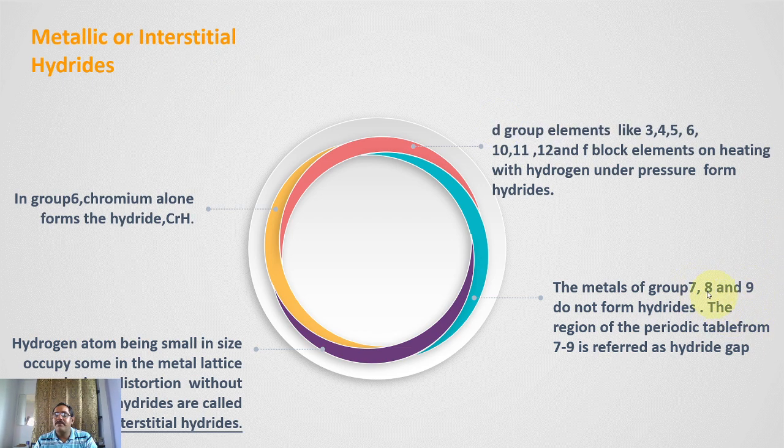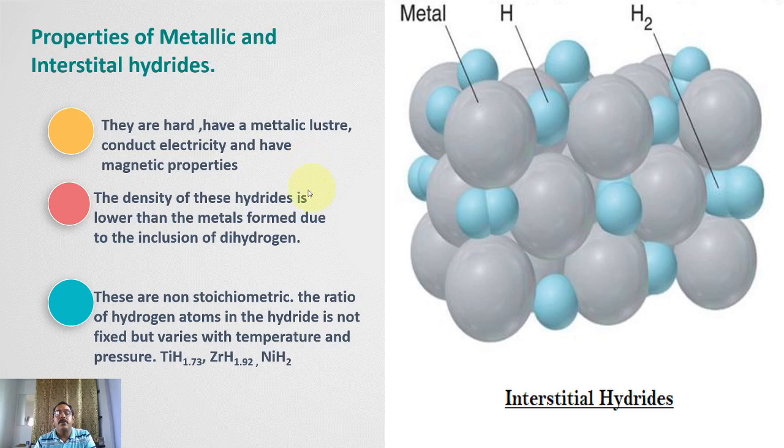And the last, we see that groups 7, 8, 9 do not form hydrides. Just take the metal, heat it with hydrogen, and it forms a metallic hydride. So this is what we call interstitial hydrides.